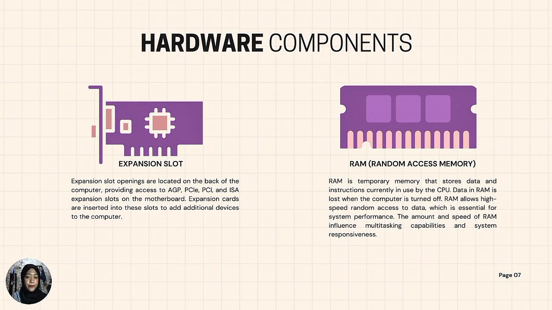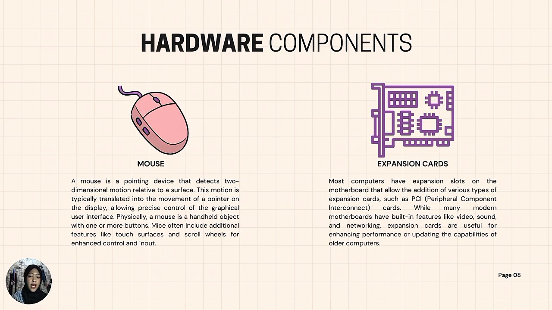8. RAM or random access memory. RAM is fast memory that stores data temporarily while you're working. When the power is off, it gets erased. 9. Mouse. The mouse lets you move the cursor on the screen and click on things. It's an input device. 10. Expansion card. An expansion card is a component that can be installed into the expansion slot on the motherboard to improve the computer function.